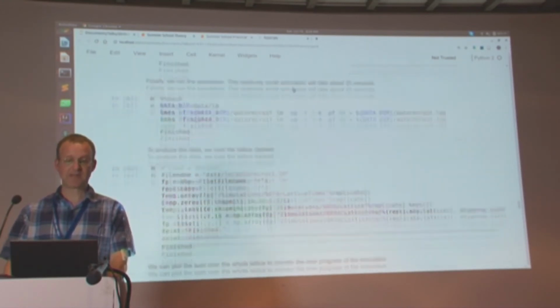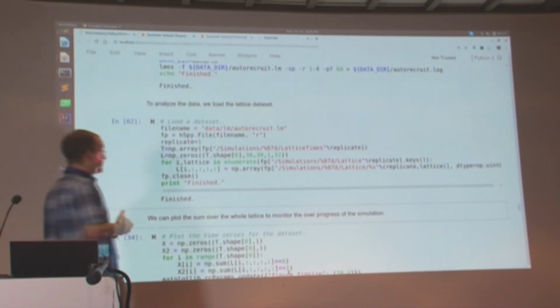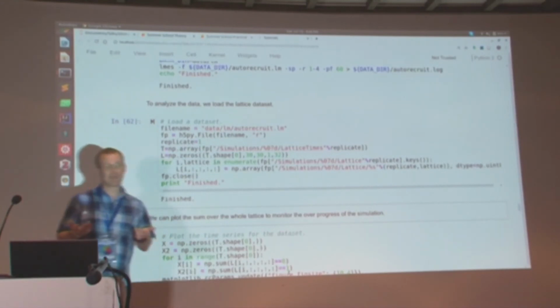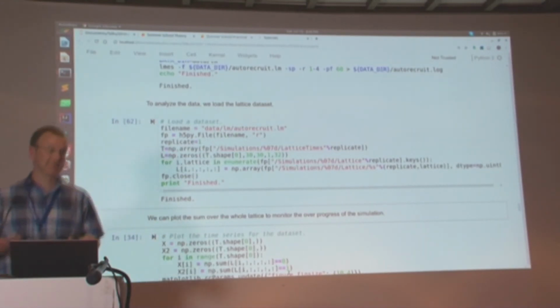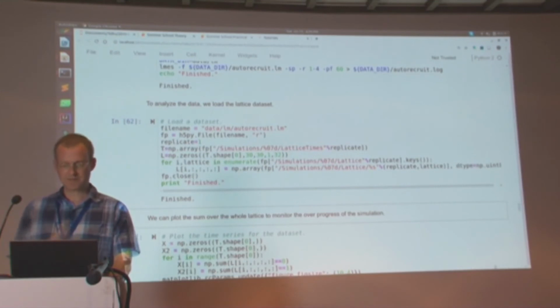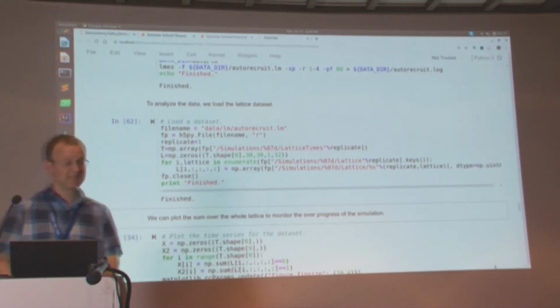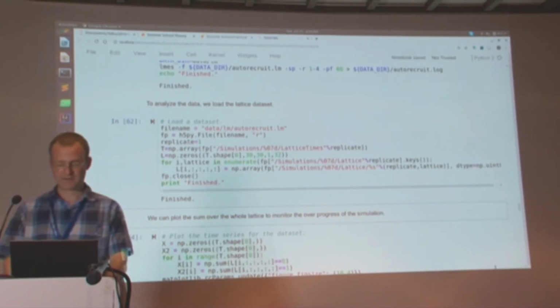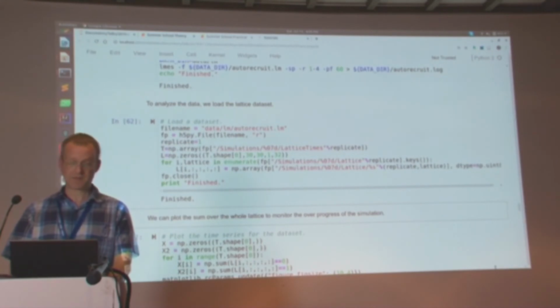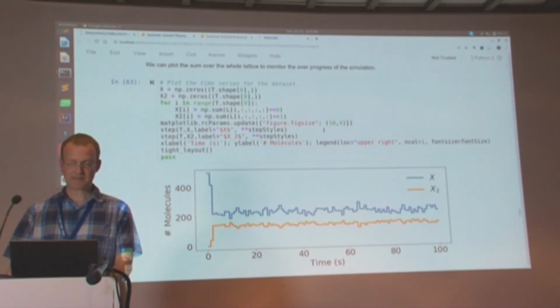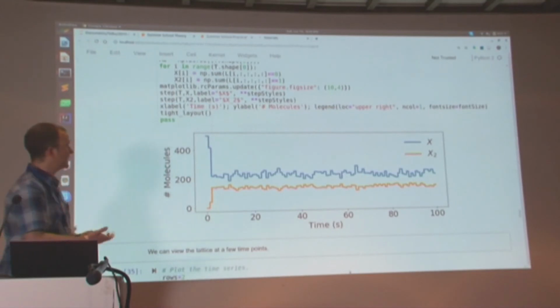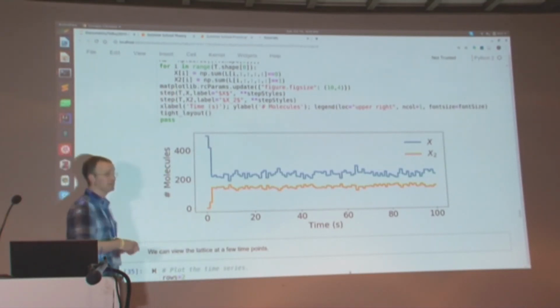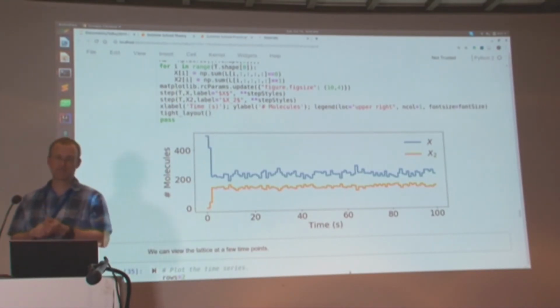So now we're going to load the data. It's a little more complicated data, so we have to load the entire lattice at each one of these steps. Like I said, if you want to ever see the details, we have all these getting started guides and things to show you how to do the calculations, how the data is stored in the file. But for now, I'm just going to load the data into a lattice. I can sum over the whole lattice, like we did for the chemical master equation.